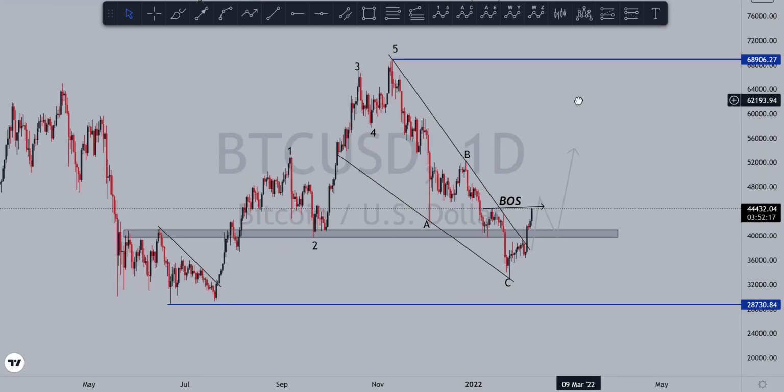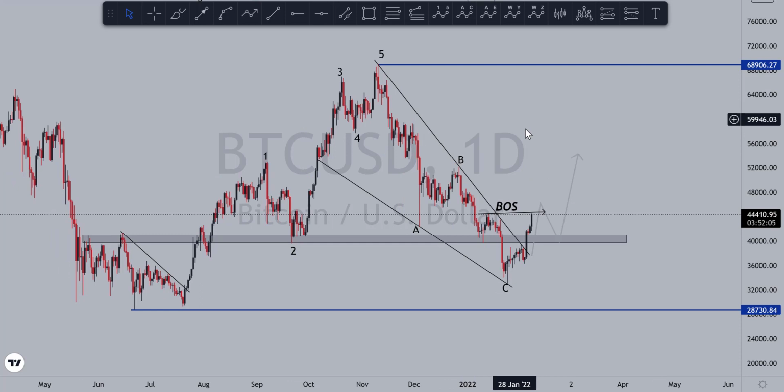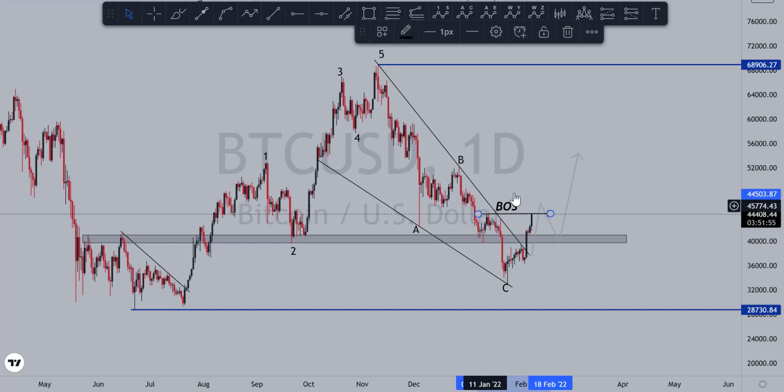Let's move on and look at Bitcoin. So now I'm looking at Bitcoin here. What are we expecting to happen? What are we expecting on Bitcoin? What I'm expecting on Bitcoin is I'm expecting Bitcoin to keep on pushing to break this structure where I've marked the break of structure there. I'm expecting them to break this structure.